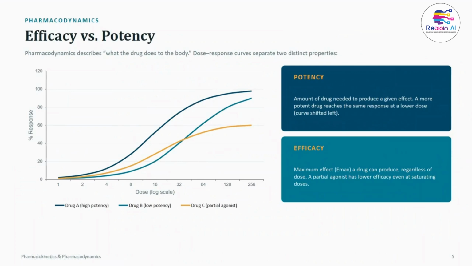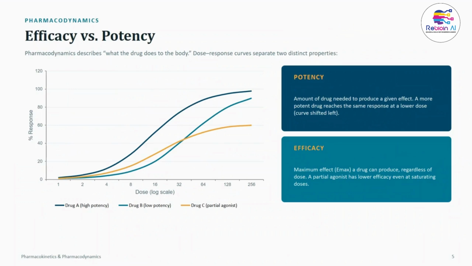And now, pharmacodynamics. We'll discuss efficacy versus potency. A lot of you may be confused between what efficacy means and what potency means. Potency is the amount of drug needed to produce a given effect. A more potent drug reaches the same response at a lower dose. And efficacy is the maximum effect, Emax, a drug can produce regardless of dose. A partial agonist has lower efficacy even at a saturating dose.